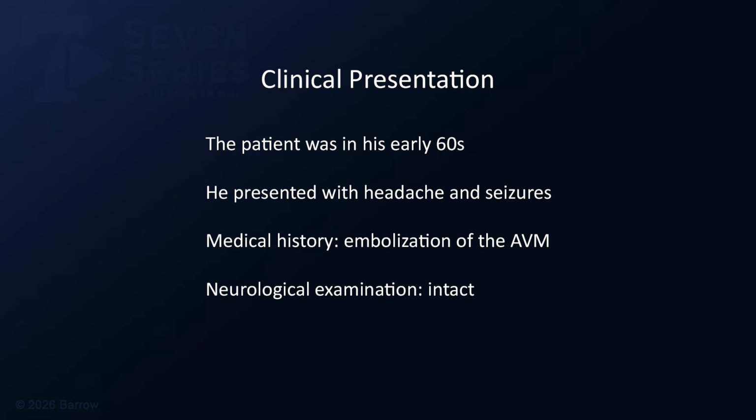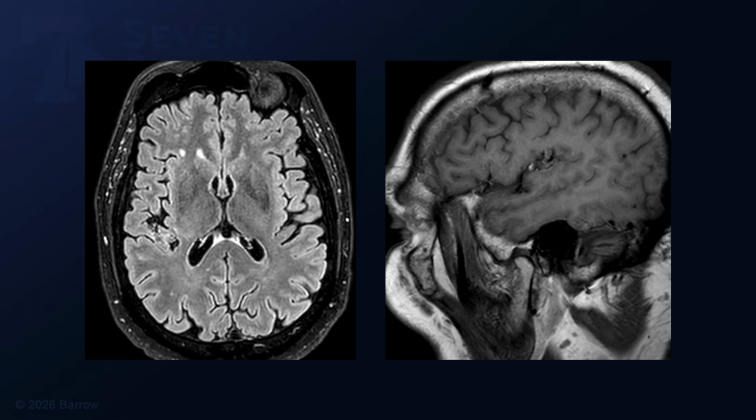He was neurologically intact. Here are his MR imaging studies, which demonstrate some flow voids in the distal right operculum, lateral to the insula. These flow voids can be seen on the sagittal view to the right, lying in the operculum but on the frontal side.